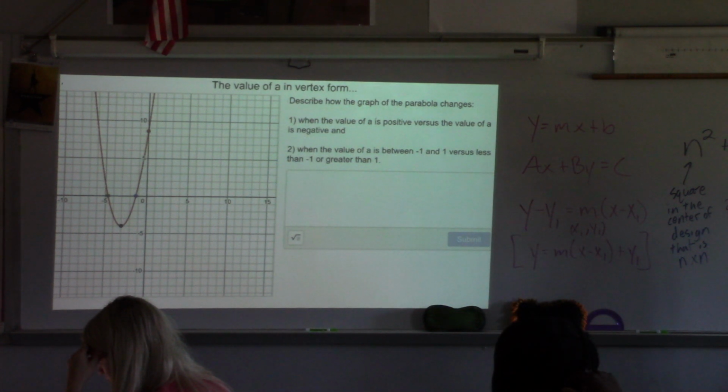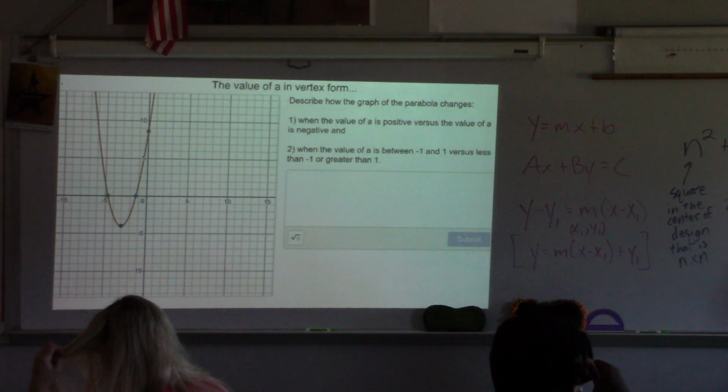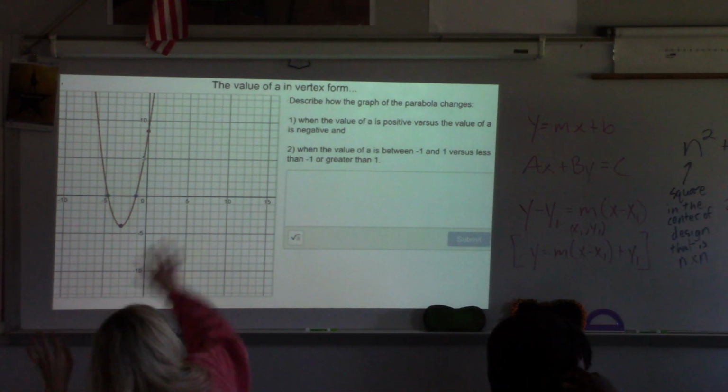Describe how the graph of the parabola changes when the value of a is positive versus when the value of a is negative, and when the value of a is between -1 and 1 versus less than -1 or greater than 1. We are trying to find patterns to understand how the a affects that graph.